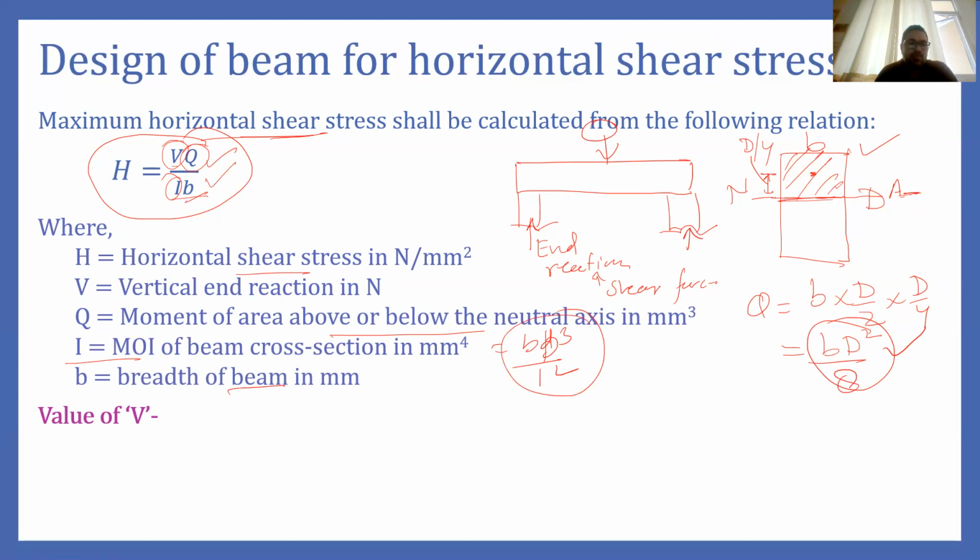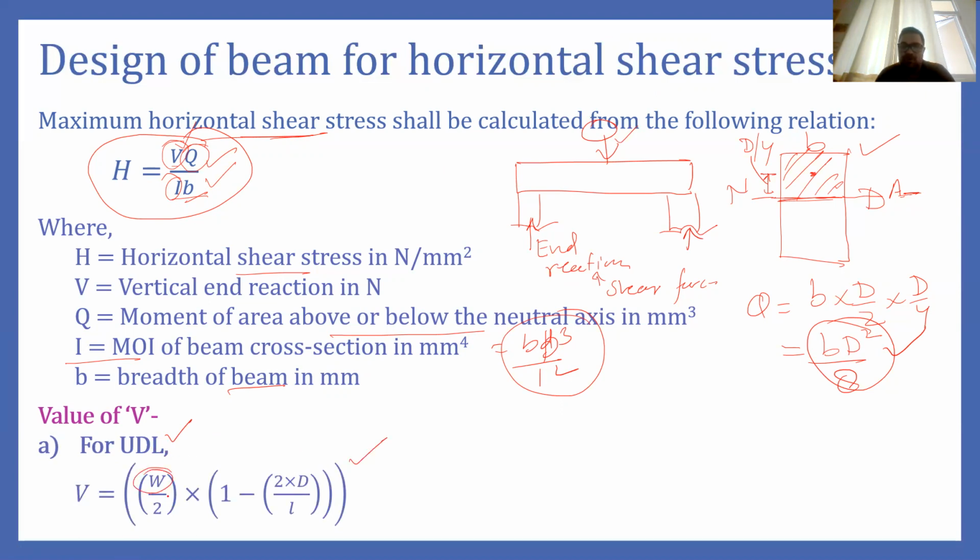Ultimately, first we need to learn how to find this V value. The IS code has suggested how to find the V value if we have a UDL or a concentrated load. The formula is given in the IS code. So first we will discuss if the beam is subjected to a UDL. In that case, V will be calculated using this formula. In this, W is the total load coming on the beam, D is the depth of beam, and L is the effective span of the beam.